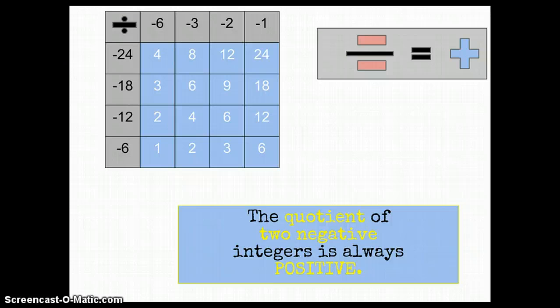As we can see by the results in our array, the quotient of two negatives, or if you take two negatives and divide them, the answer will always be a positive answer. So therefore, if we take a negative divided by a negative, we will get a positive, always.